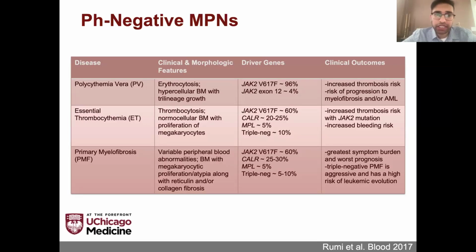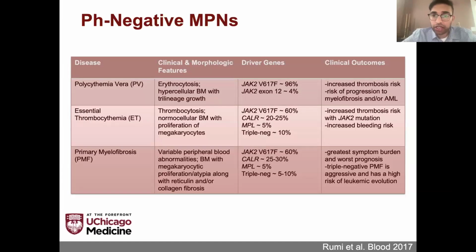The driver genes that we see in ET are slightly more variable than what we see in PV. So about 60% of patients have a JAK2 mutation. Another 30% of patients will have a CALR or a MPL mutation. And then about 10% of patients have what we call triple negative disease, meaning none of these three mutations are found, although there may be other mutations that are noted.